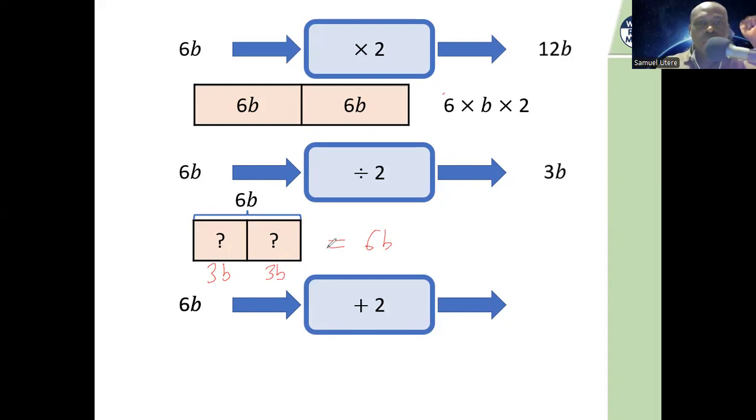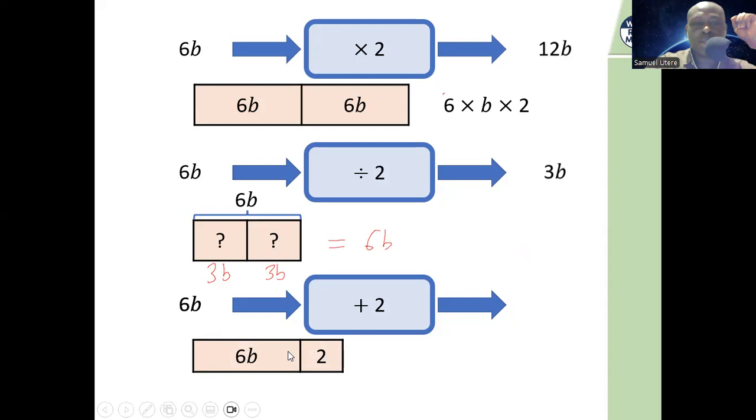Okay, what about if we're asked to add 2? Now, if we think about it using the bar model, we have a single bar of 6b, but we need to add another bar that is 2, because that's what it means. Remember, for the bar model, we'll add the bars. So this will simply be 6b plus 2.